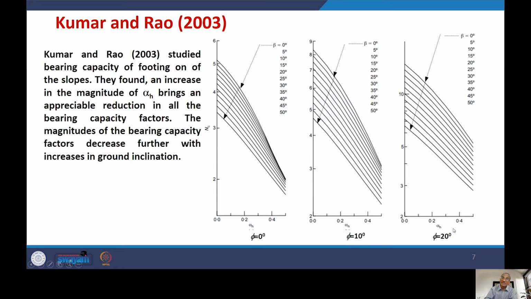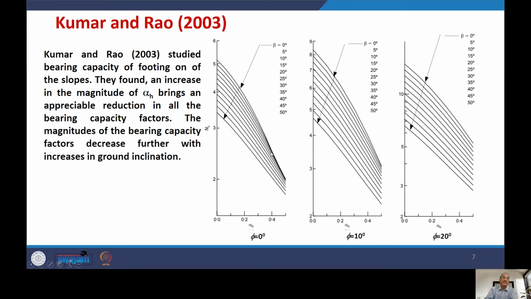It is expected that during an earthquake, the bearing capacity of a foundation decreases. Even when beta is equal to 0, that means there is no slope, or the slope angle is 0, the bearing capacity will still decrease due to the increase in the seismic coefficient. So this is for Nc.